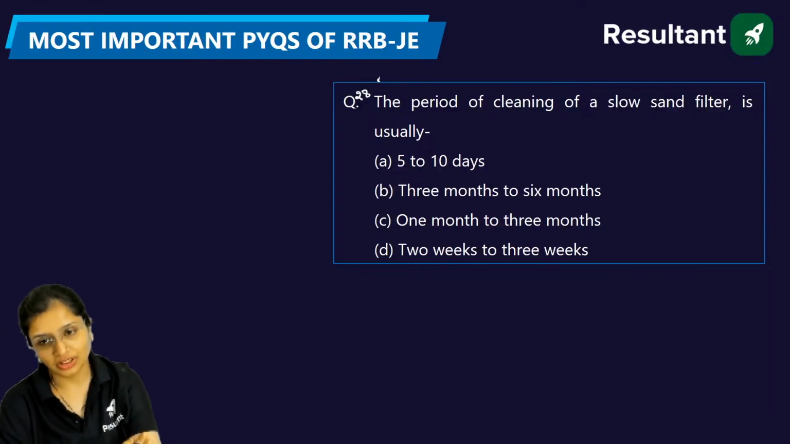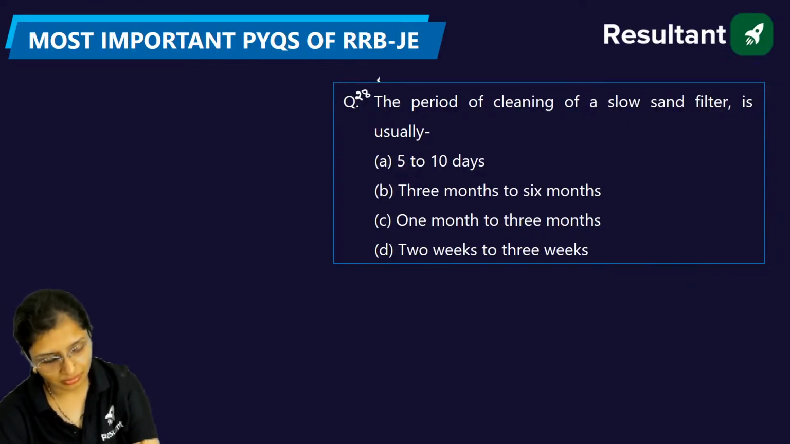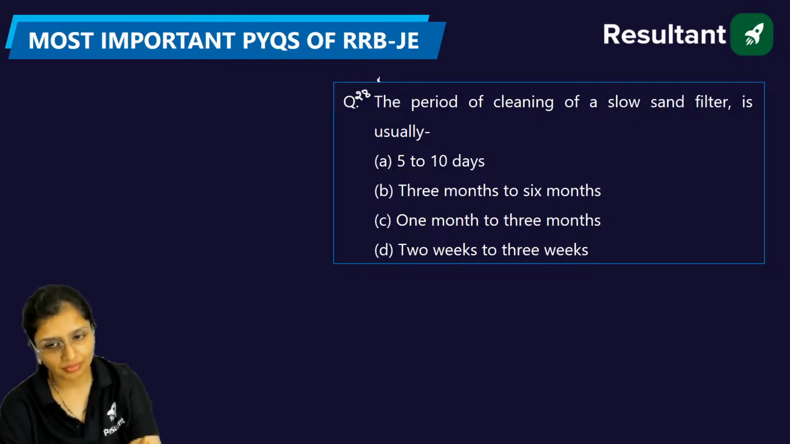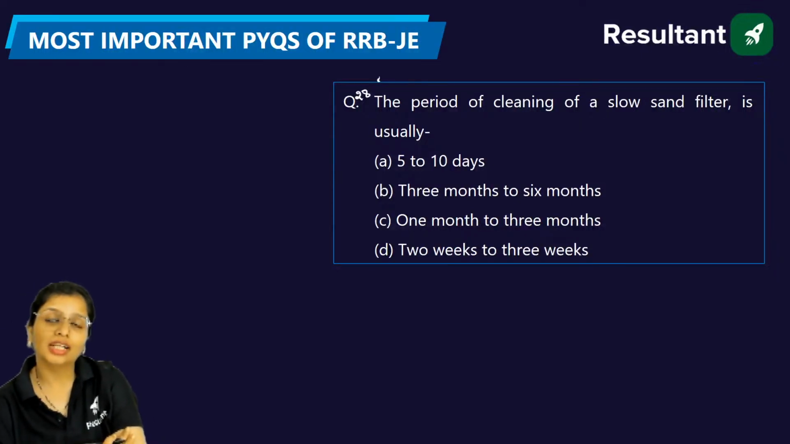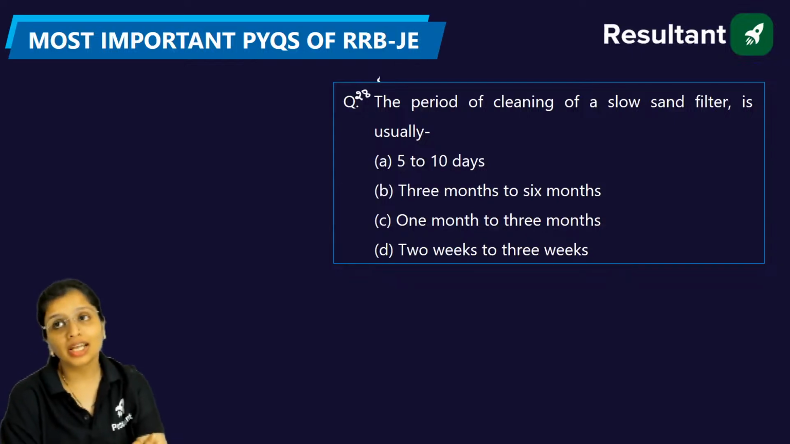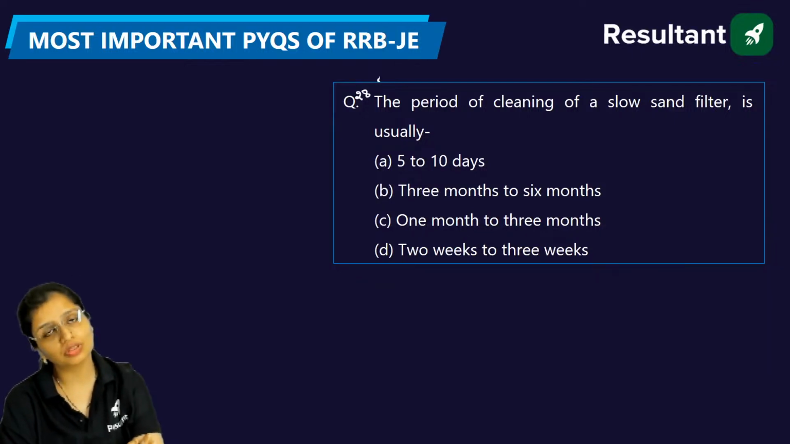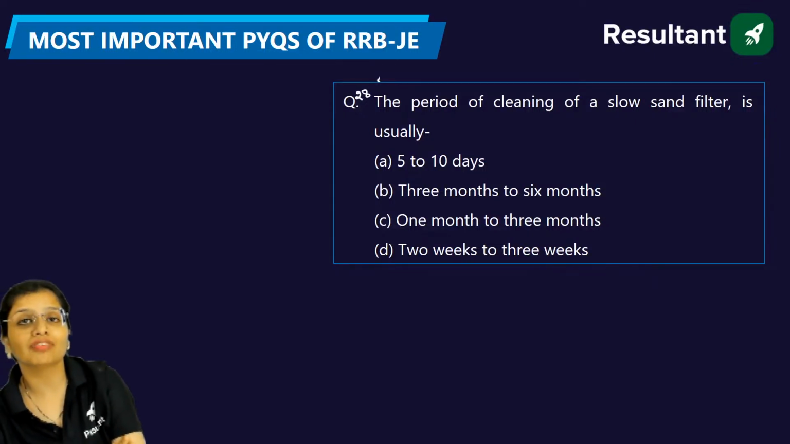Not this, occasionally. Wrong. You clean it in 1 to 3 months. You don't do it so soon because if you check it out, the bacteriological efficiency of slow sand filter is very high because the schmutzdecke layer is formed in slow sand filter, and this you remove when you do cleaning, and you do cleaning in 1 to 3 months.